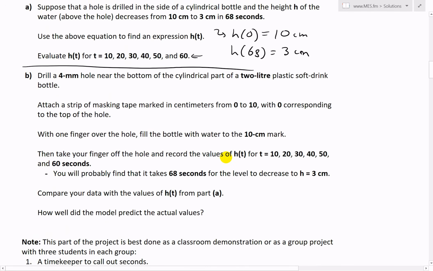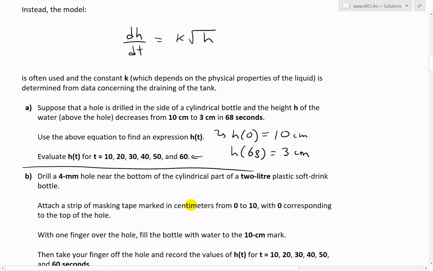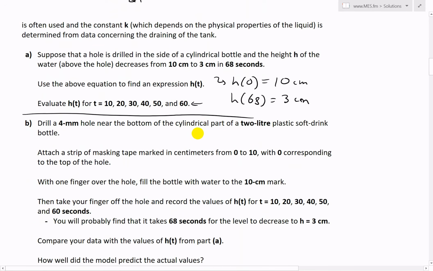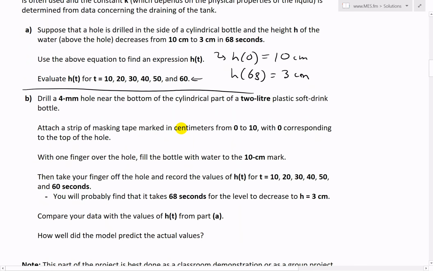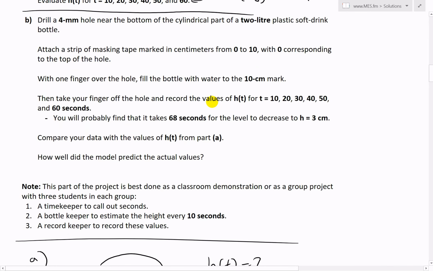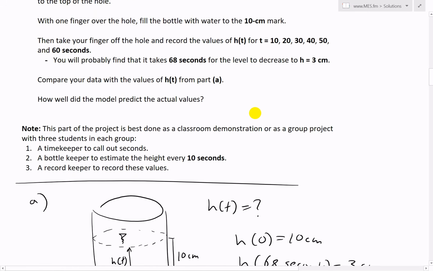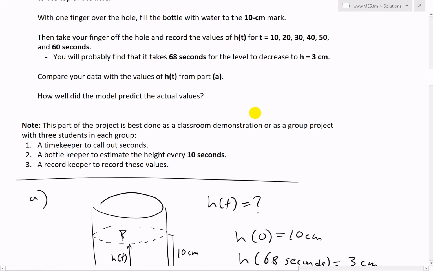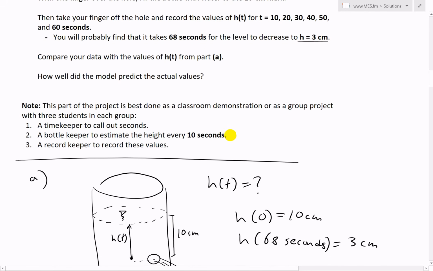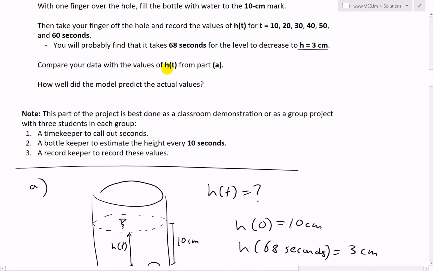And again, this is just trying to experimentally test part A. Then take your finger off the hole and record values h of t for time 10, 20, 30, 40, 50, and 60 seconds. You'll find it will probably take 68 seconds for the level to decrease to h over 3. Again, you could test that out yourself. And it says compare the data with the values of h of t from part A.